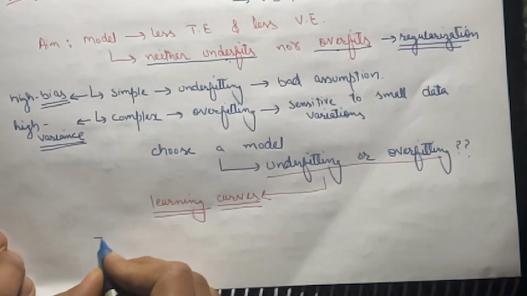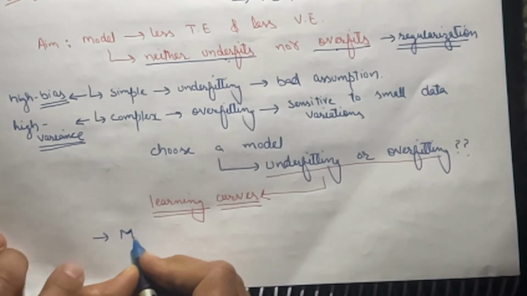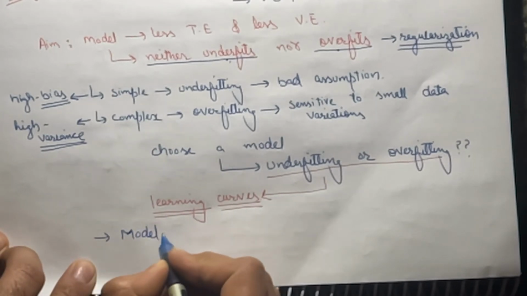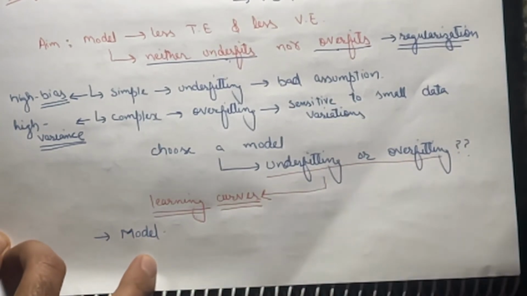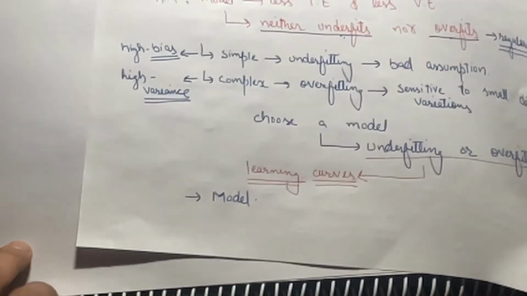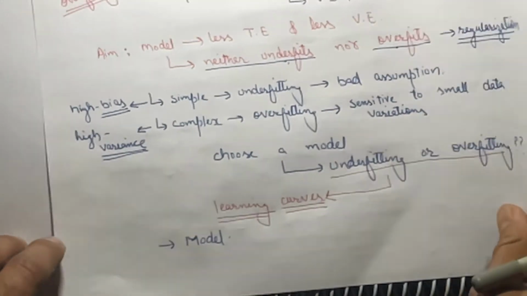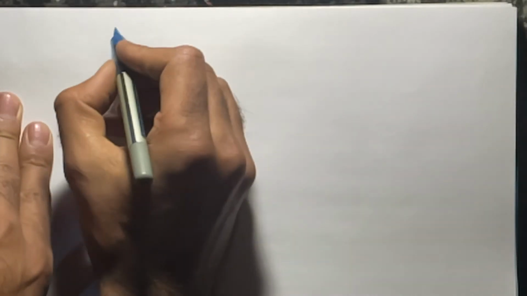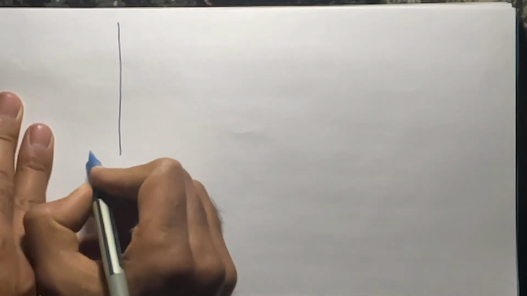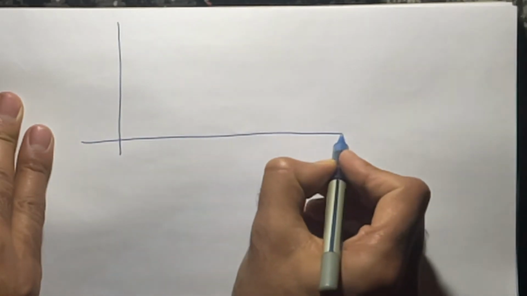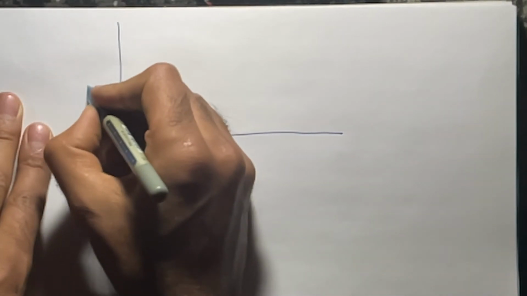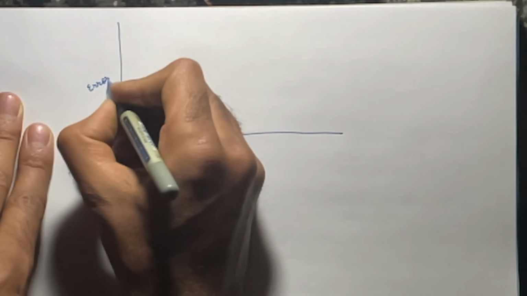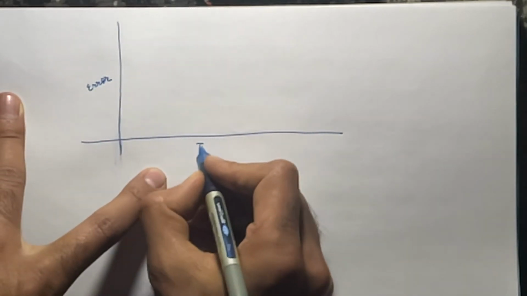So let us say we have a model and now we have to check whether it is underfitting or overfitting. How will we do that? As I said, using learning curves. So what is the learning curve? I will make a graph here for this particular model. So I have a graph. On this side we have the error, and on this side we have the training data.